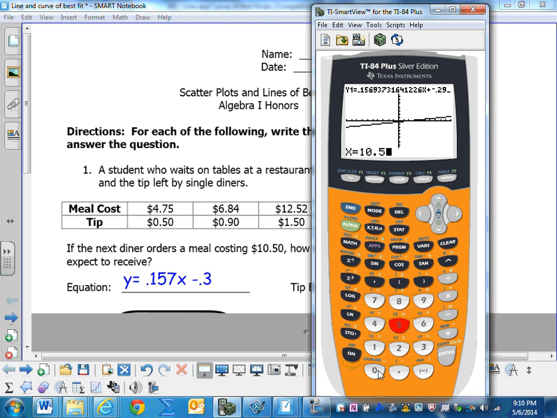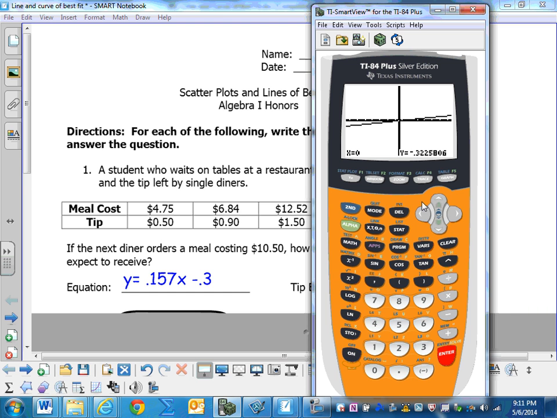10.50. And I have an error message. And my error is that my window is -10 to 10, -10 to 10. I wanted 10.5. It's not in my window range here. So I'm going to hit Zoom. I'm going to hit 3 for Zoom Out, and I'm going to hit Enter.